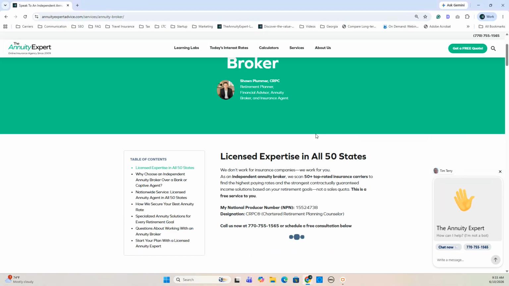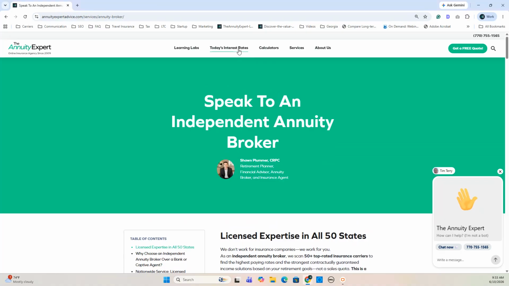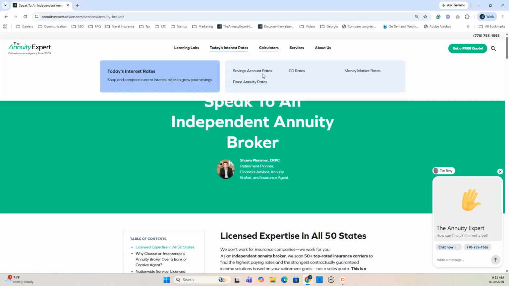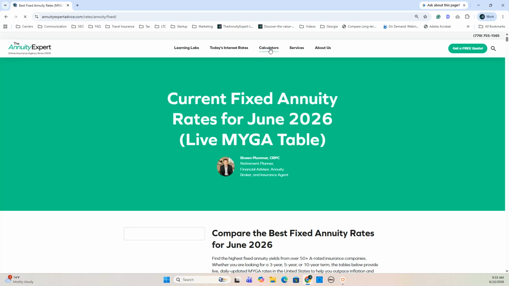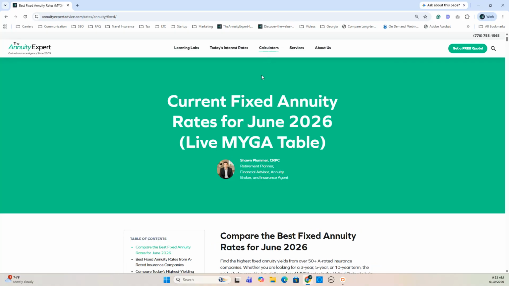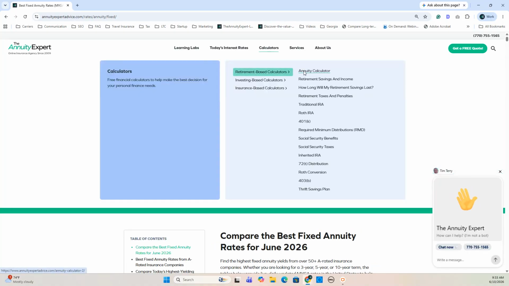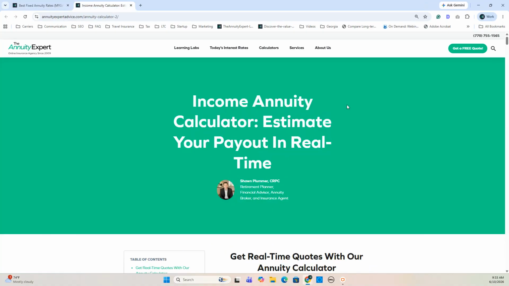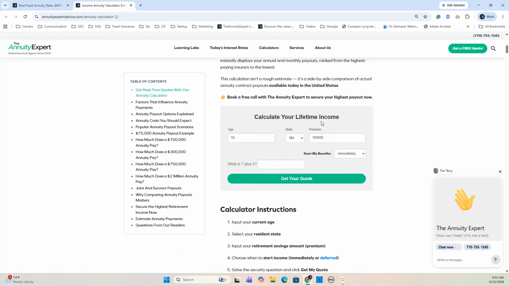If you come over to our website at the Annuity Expert, you can check out the interest rates. We have the fixed annuity rates here. And then if you're looking for future income, you can find that out in real time here, right?